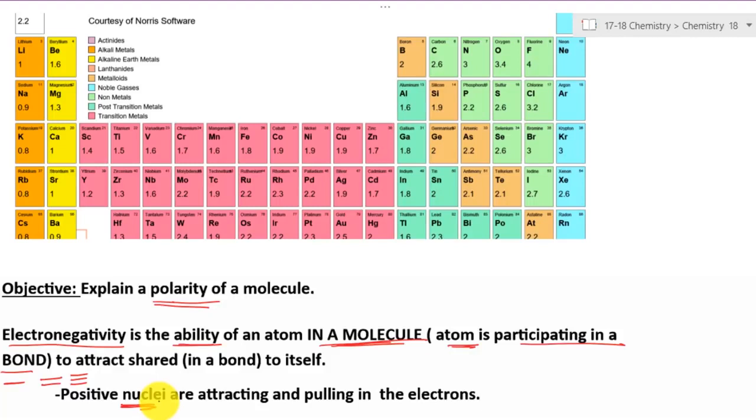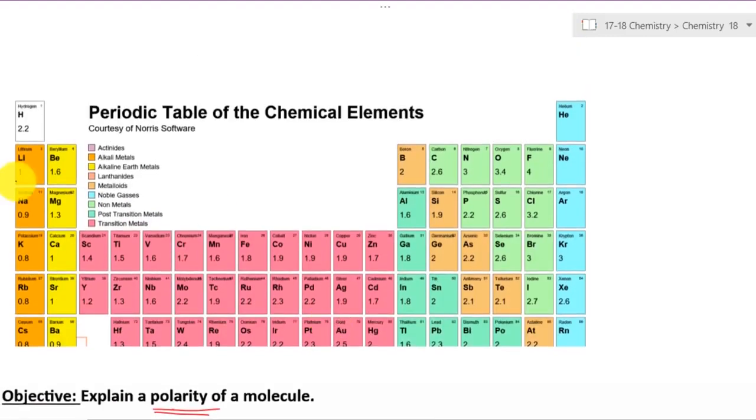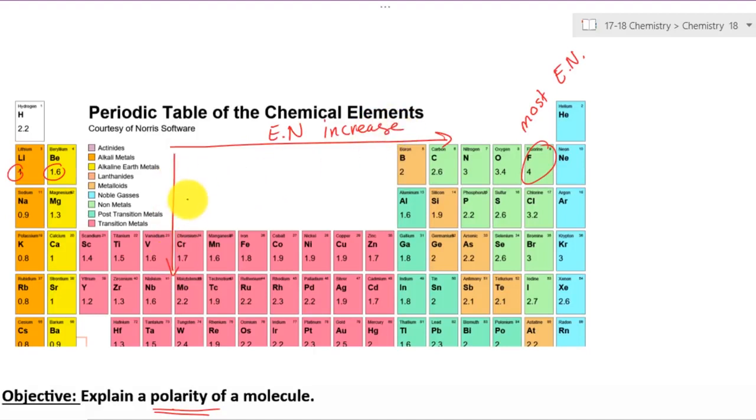But the problem is that different atoms have different abilities to attract electrons, and we define that by electronegativity. Let's review. These are the numbers that represent the electronegativity, and we know that fluorine is the most electronegative. If we look at the periodic trend on the periodic table, going across, electronegativity increases, and going down, electronegativity decreases. Okay, so just paraphrase this in your notes. You can just draw it like this.